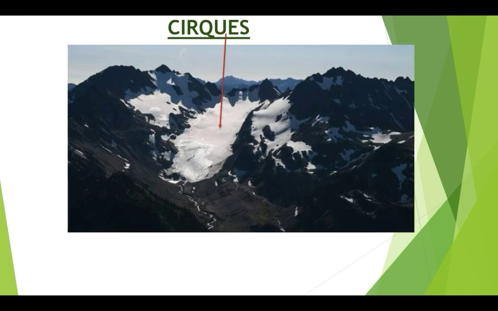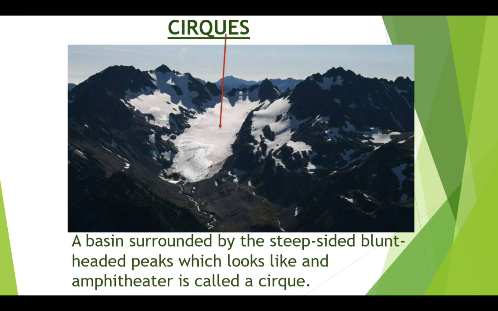Next are cirques. A basin surrounded by the steep side blunt-headed peaks which look like an amphitheater is called a cirque. Amphitheater is a bowl or sports stadium-like feature. In cirques, the center of the hill is deep and sides of the hills are steep.